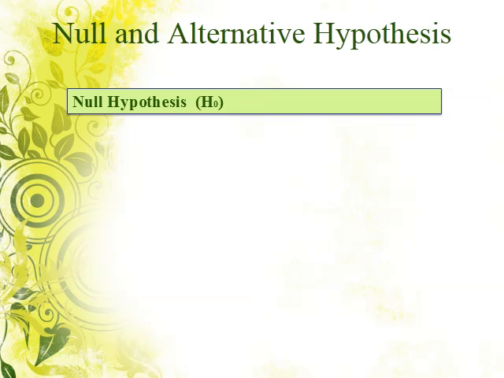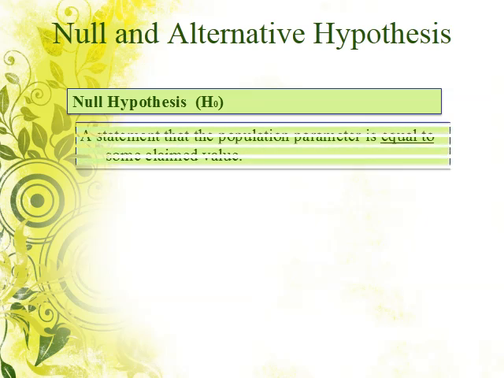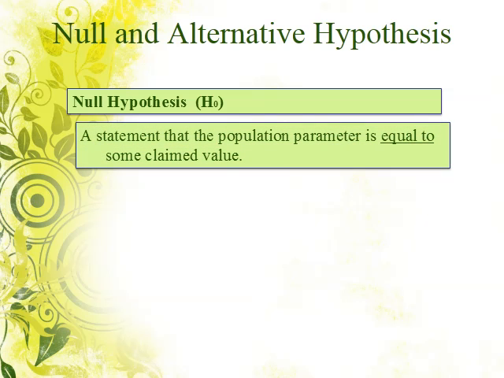A couple other terminology notes. The null hypothesis, which we notate as H sub 0, is a statement that the population parameter is equal to some claimed value. So a null hypothesis might be p equals 0.5, the proportion of girls equals 0.5. Now keep in mind, the null hypothesis will always have the equal sign associated with it.